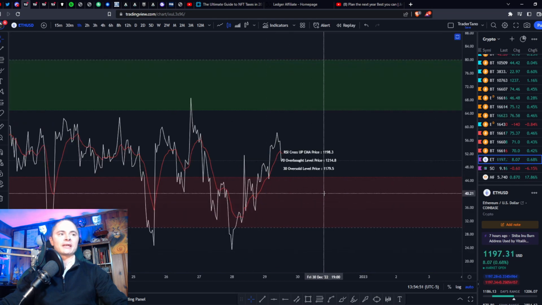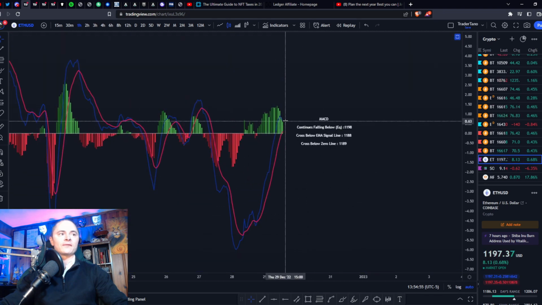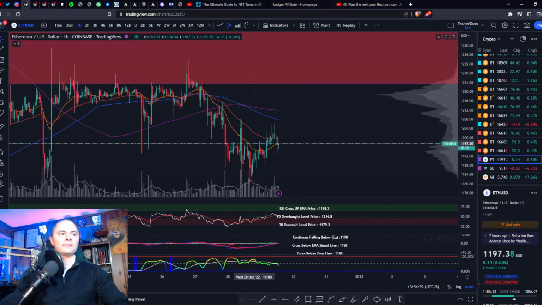RSI is in the neutral median zone, and MACD is curling over, finding resistance at these last highs right here. By the way, let's go back and check out Bitcoin's momentum oscillators. We forgot that.